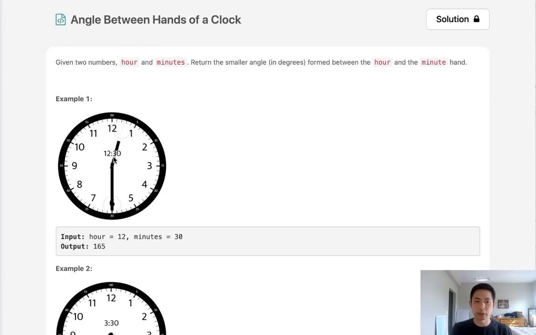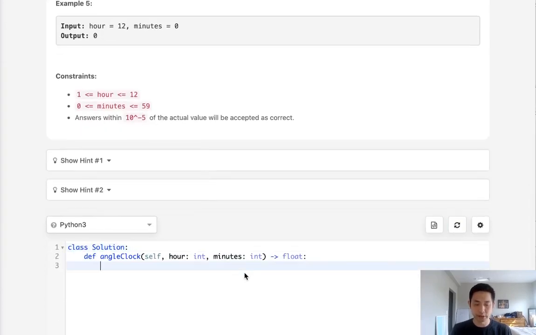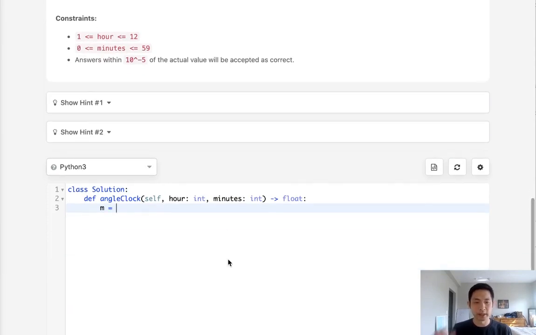First, the hour hand will change a little bit depending on where the minute hand is. Now, the minute hand itself doesn't care about the hour hand. So we should start with that. Let's say, how many degrees will the minute hand be at given whatever number we're given? So let's start with that, and I'm going to just call it M. This is the number of degrees for the minute hand.